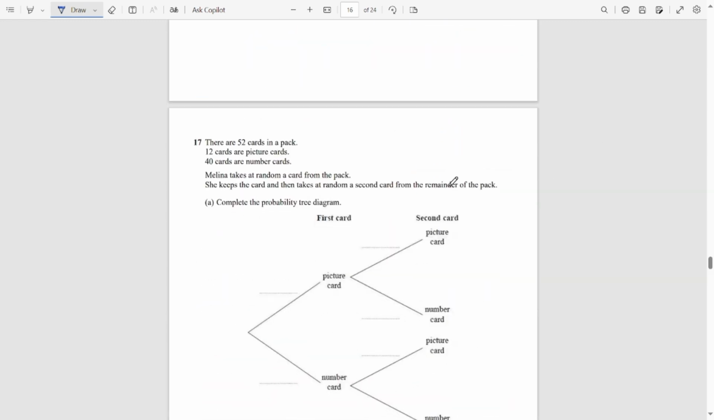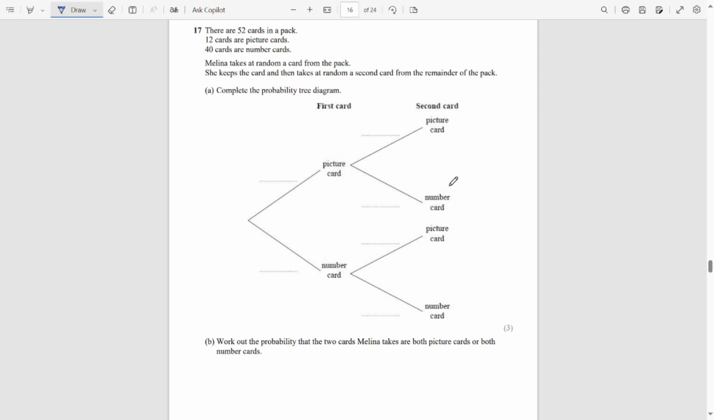Okay, on to question 17, probability tree. There are 52 cards in a pack, 12 are picture cards, and 40 are number cards. And then we want to, first of all, complete this probability tree diagram. So you can probably use fractions or decimals here, both are going to be fine. However, considering the structure of our problem, fractions are going to make a lot more sense. So picture cards, we have 12 out of 52. Number cards, we have 40 out of 52.